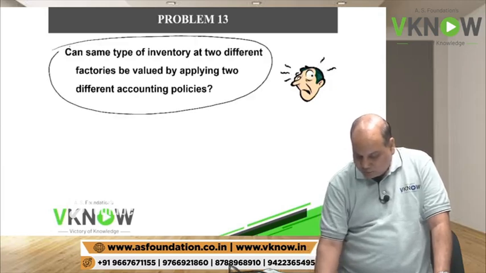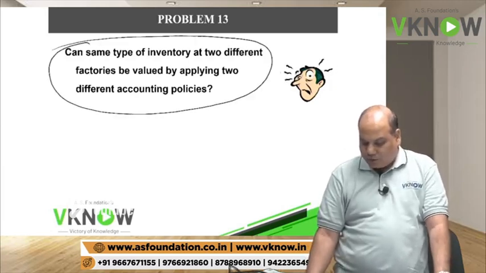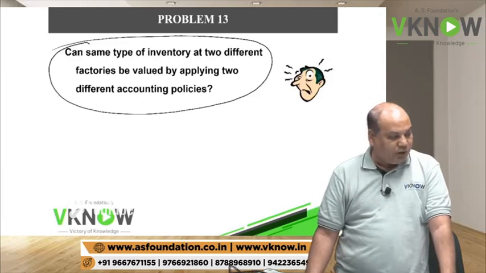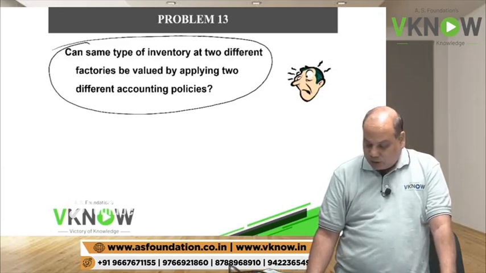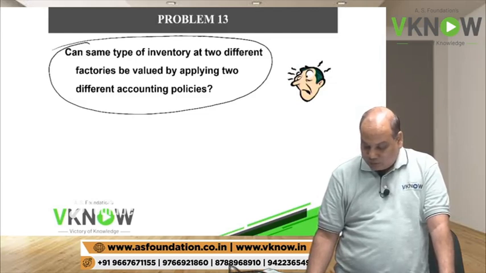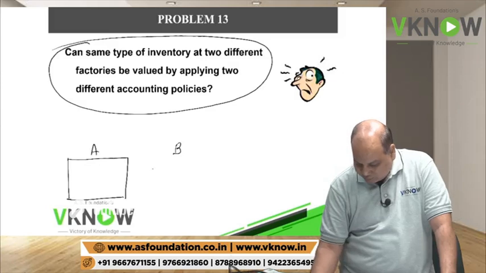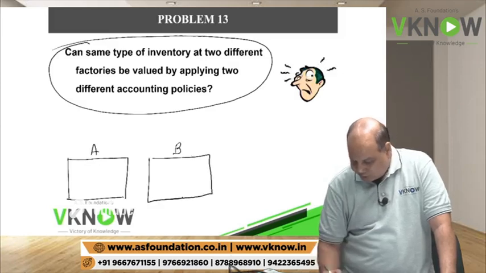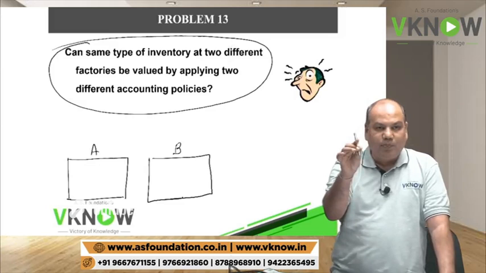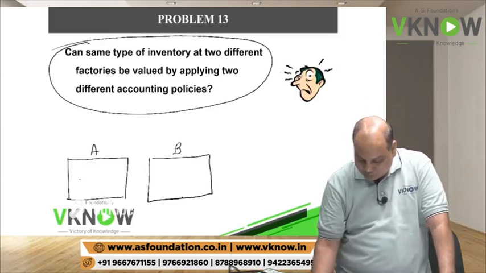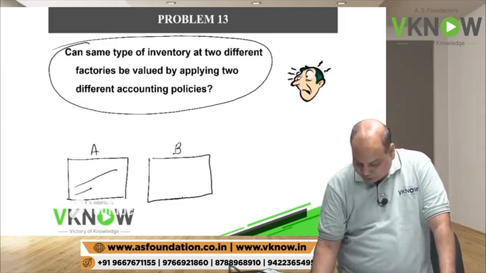Can the same type of inventory at two different factories be valued by applying two different accounting policies? Now this is one factory A, this is one factory B, and this is the pen. Let us say this is the inventory. So this pen I have kept in this factory.